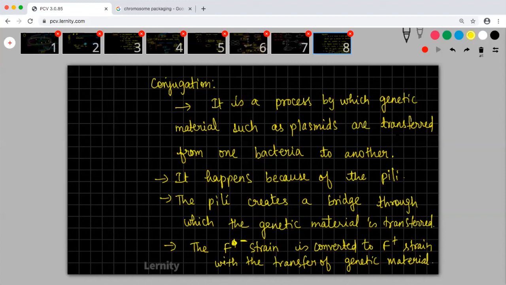Even in food, bacteria is present. Bacteria is present in every area. I told you clearly that different types of bacteria cannot make conjugation. Only the same species can do it.